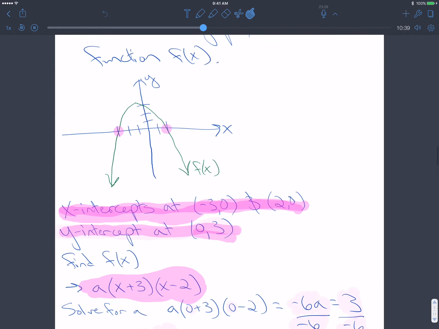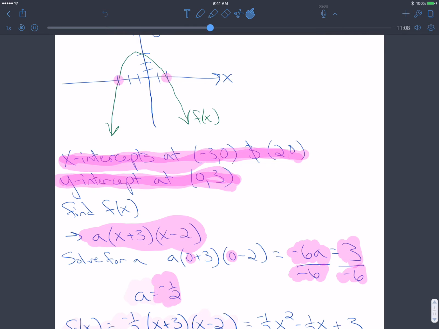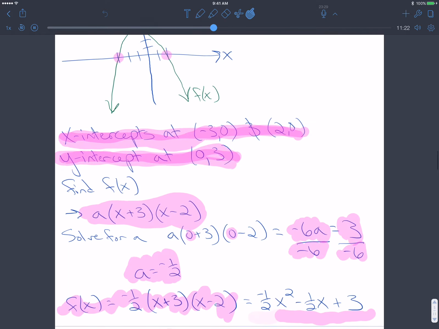Then I just use my y-intercept to solve for a. Okay, so at x equals 0, y is equal to 3. So if I substitute 0 in for my x values, I'll have a times what turns out to be negative 6 is equal to 3. Divide both sides by negative 6. And that tells me that a is negative 1/2. Done. So f of x is negative 1/2 times (x plus 3) times (x minus 2), which if you simplify gets you negative 1/2 x squared minus 1/2 x plus 3.